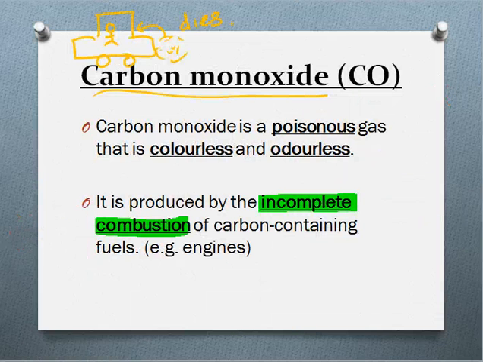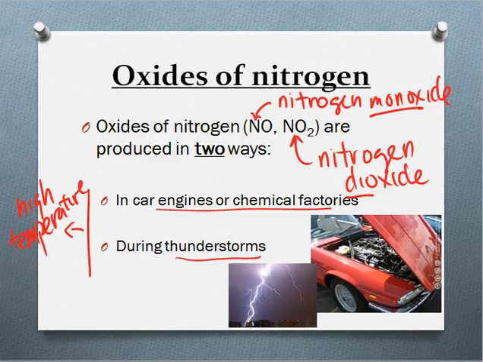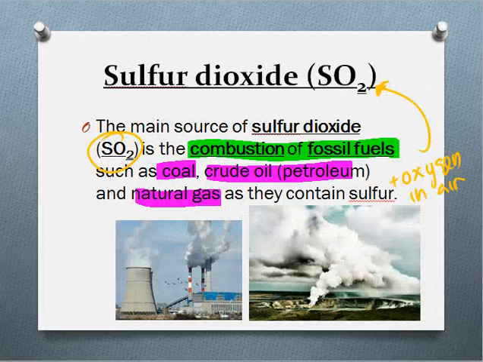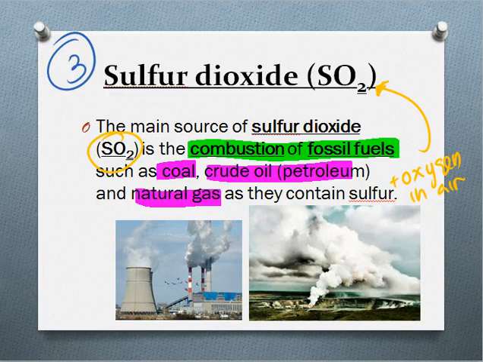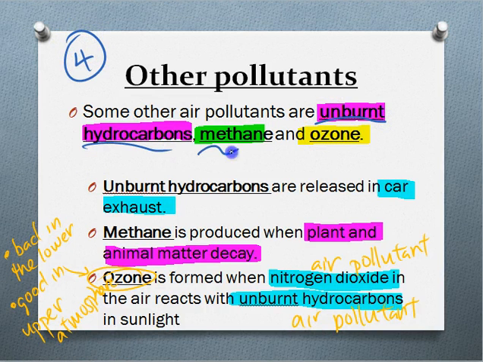So we have gone through 4 main classes of pollutants in total. First, we talked about carbon monoxide. Then we went on to talk about oxides of nitrogen. This is the second one. Then we went on to talk about sulfur dioxide. This is the third one. And lastly, we talked about other pollutants. In these other pollutants, we got 3 others: unburned hydrocarbons, methane, and ozone. So in actual fact, you have about 6 air pollutants to remember.